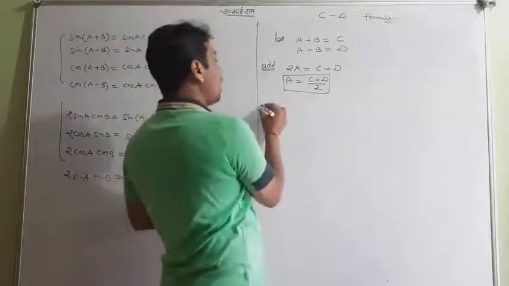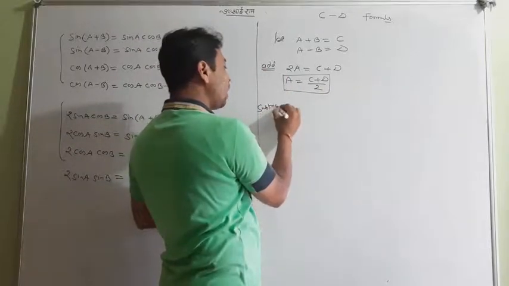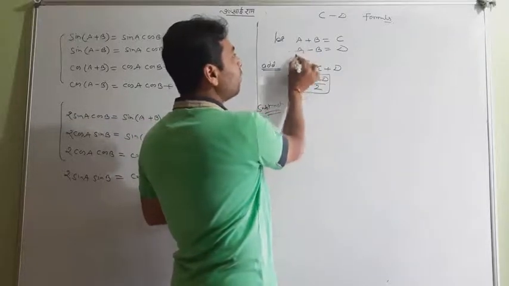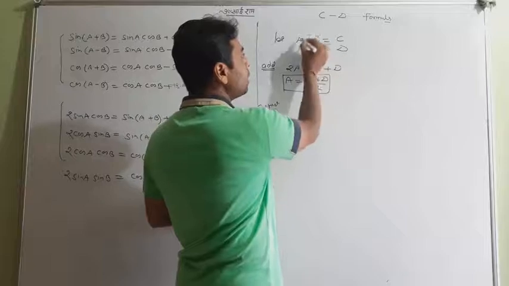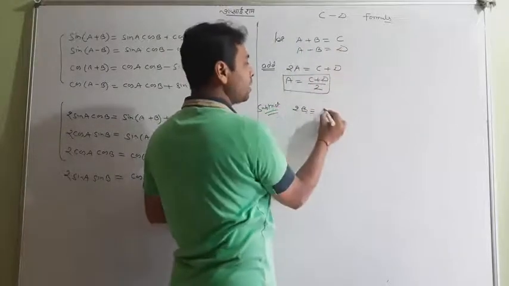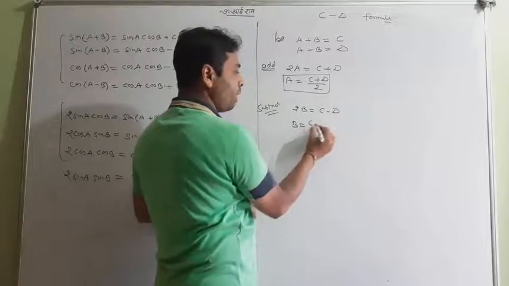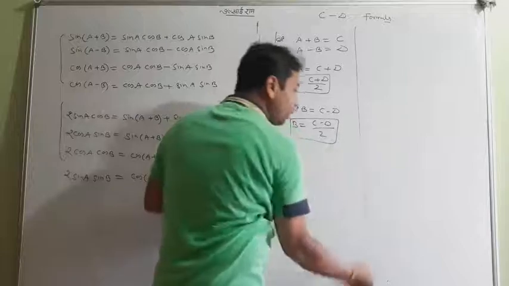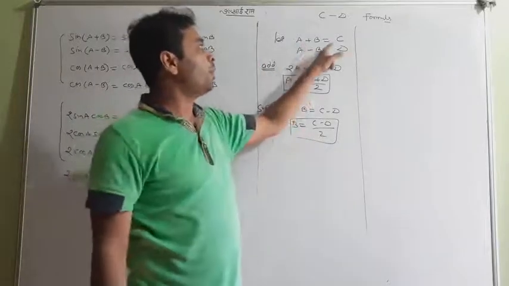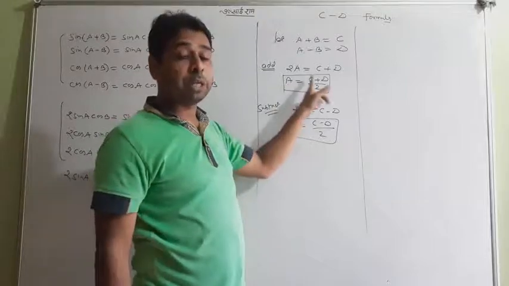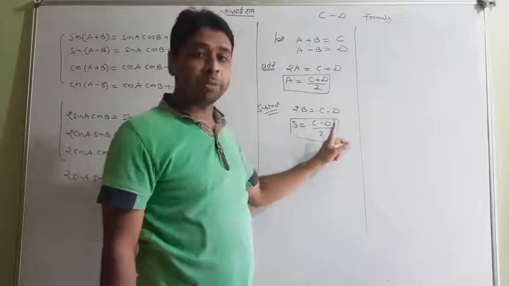And after subtracting, this is going to be minus, this is going to be plus, this is going to be minus. A and A will cancel. B and B will be 2B. This is C minus D, and you have got the value of B, C minus D upon 2. So what I am doing, actually we had A plus B equal to C, A minus B equal to D, alone A equal to C plus D by 2, and alone B equal to C minus D by 2.